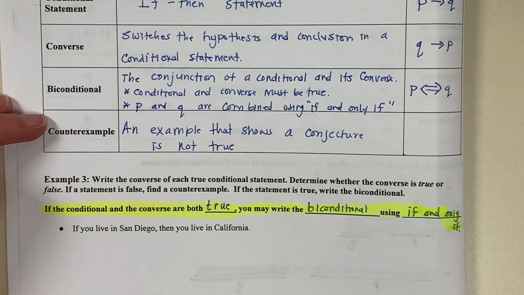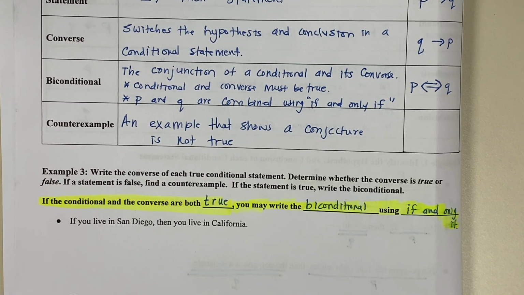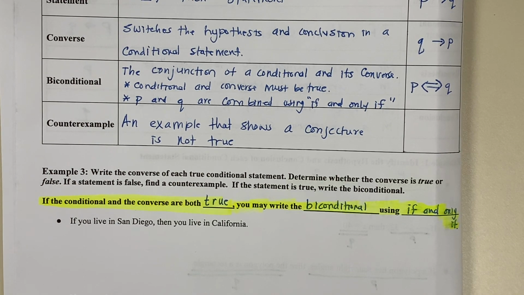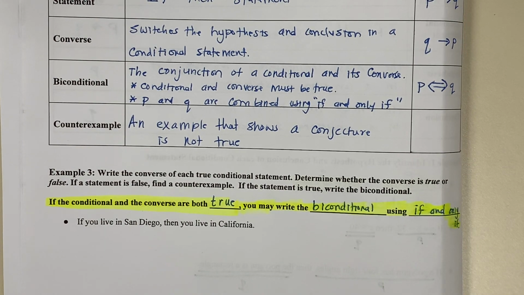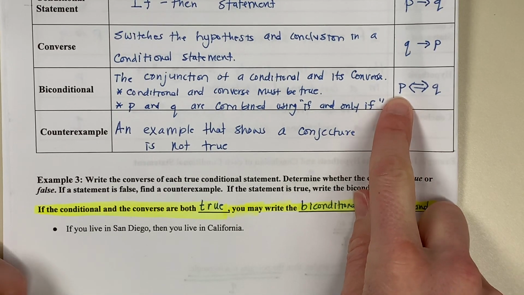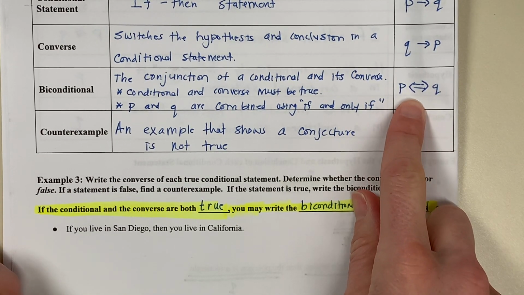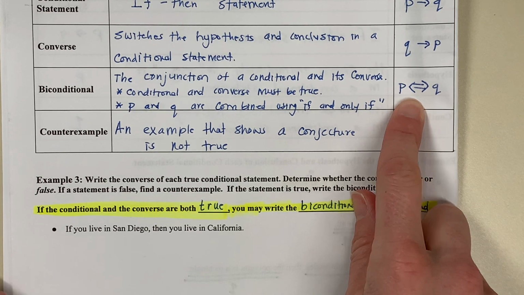Now, what is a biconditional? A biconditional is the conjunction or the joining of a conditional and its converse. In order to write the biconditional, both the conditional and the converse must be true. And then P and Q are combined using if and only if. Now, the symbol for the biconditional is still P first, then Q, but the arrow's going both directions, signifying the if and only if.